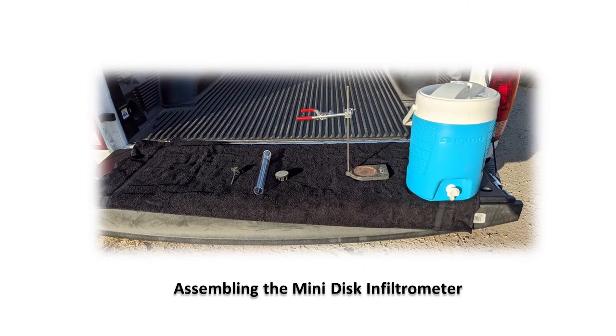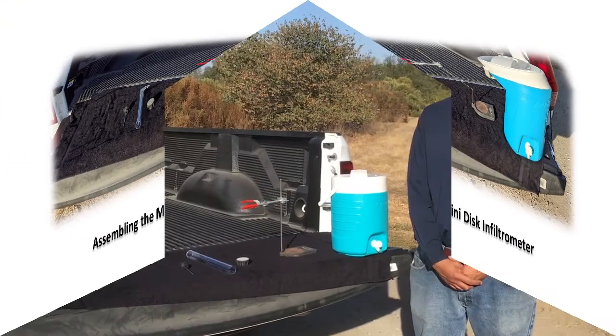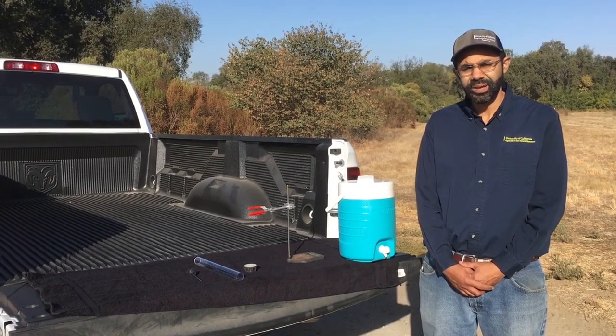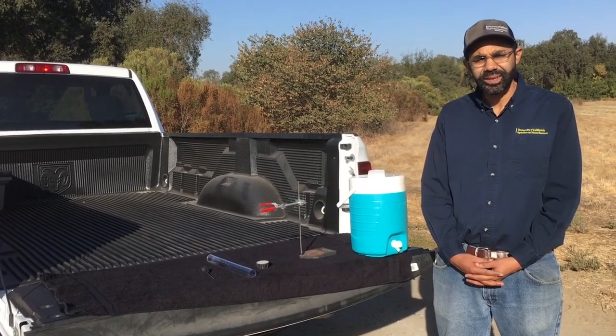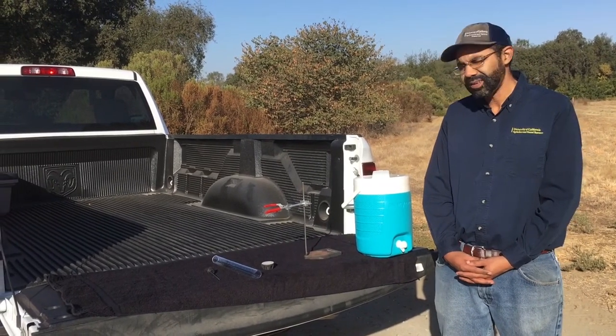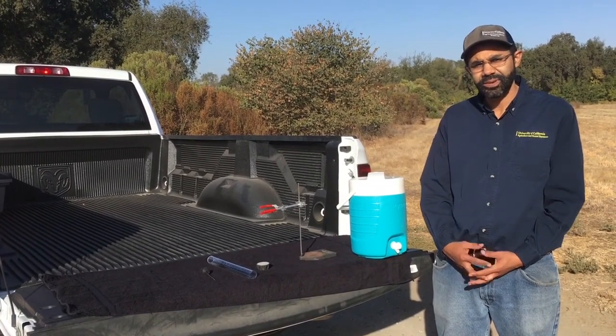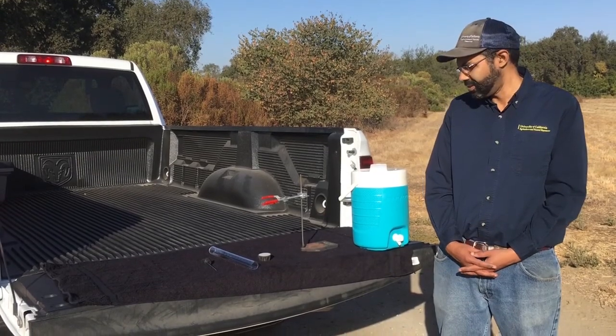We're going to be measuring water infiltration in an unsaturated soil using a mini disc infiltrometer. The mini disc infiltrometer is a very simple tool. It only has a couple components, and its small and compact form allows it to be transported in and out of the field very easily.